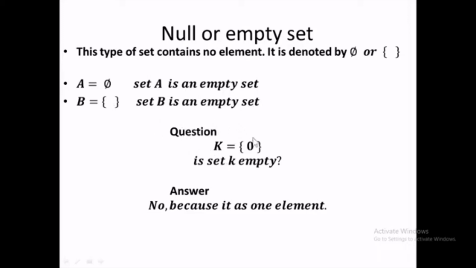This question is very common in sets. You have K equals two curly brackets with 0 inside it. Is set K an empty set? The answer is no, because it has one element inside. This 0 you have here is an element. So set K is empty only when it has no element in it at all, but so far it has 0, and 0 is an element.